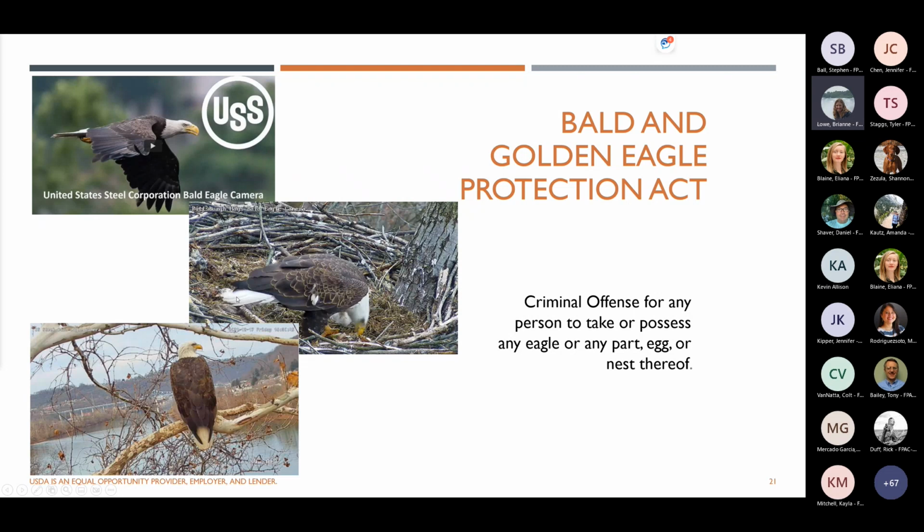So next is the Bald and Golden Eagle Protection Act. And this act is similar to the Migratory Bird Act, but added extra protections for the eagle, obviously the bald eagle being the nation's symbol. And it is a criminal offense for a person to possess an eagle, hopefully nobody has an eagle, or any part, egg, or nest thereof. It's also illegal to harass eagles as well.